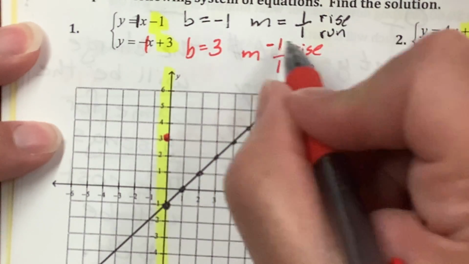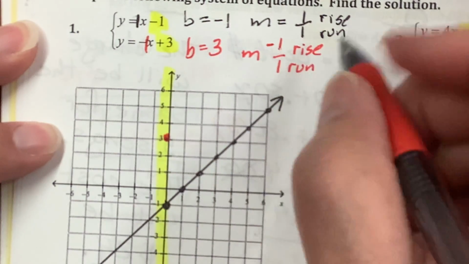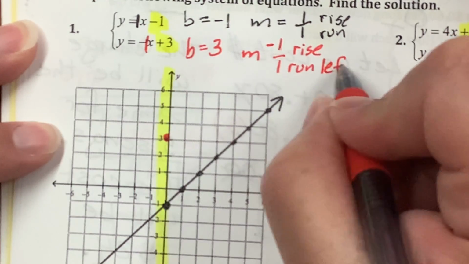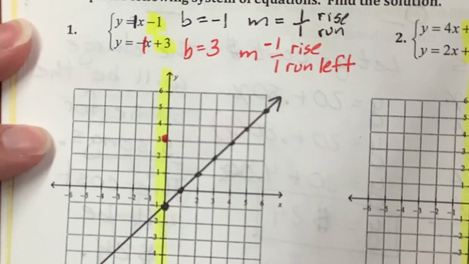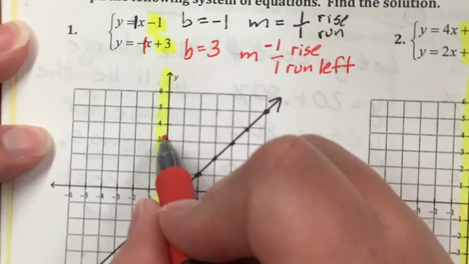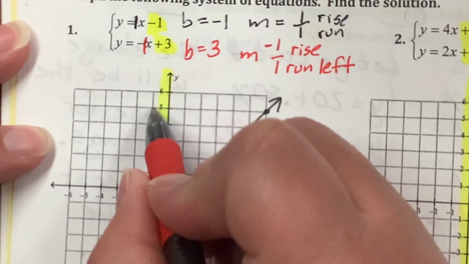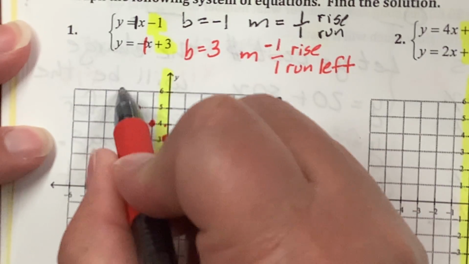-1, Bono, -1. I am going to rise 1, but I'm going to run left because it's negative. Almost messed it up. Rise 1, run left 1. Rise 1, run left 1. Rise 1, run left 1.